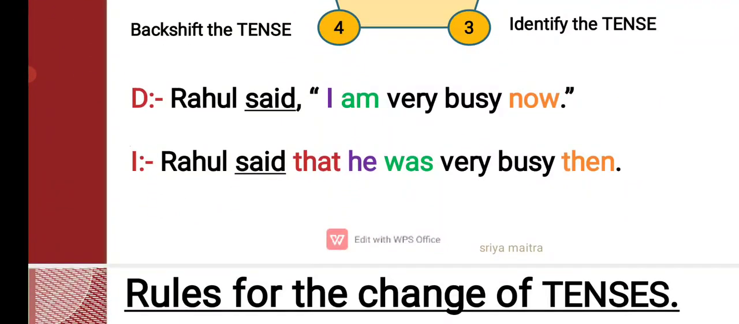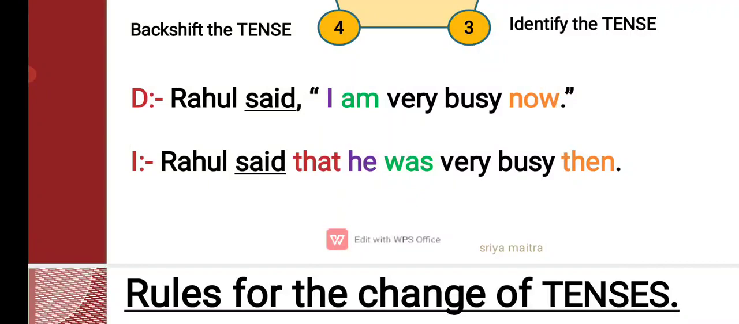For example, Rahul said, "I am very busy now." This is direct because this is Rahul's direct word. That is why he used I, because I is Rahul. But now we are conveying Rahul's message in my own words, so Rahul will become he. I will say Rahul said that, and I'm telling you, children, for us Rahul will be the third person, right? So obviously I becomes he. Rahul said that he was very busy then.